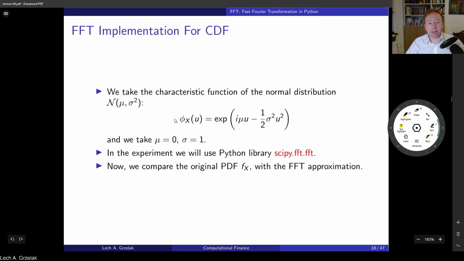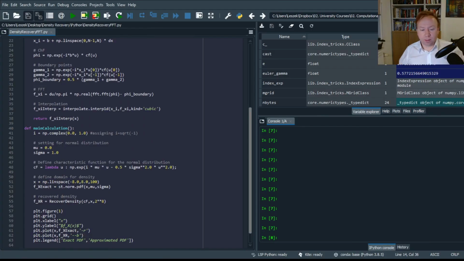So now let's perform an experiment. We consider the simplistic case where we have a Gaussian distribution, a Gaussian random variable. For a Gaussian random variable, the characteristic function is known analytically. So it's an exponent, and we have i mu u minus half sigma squared u squared. Of course, we can choose a different set of parameters. I have just taken here mu constant and sigma 1. It doesn't really matter. What we would like to see is how to perform the coding of this FFT, fast Fourier transformation, and how fast it is.